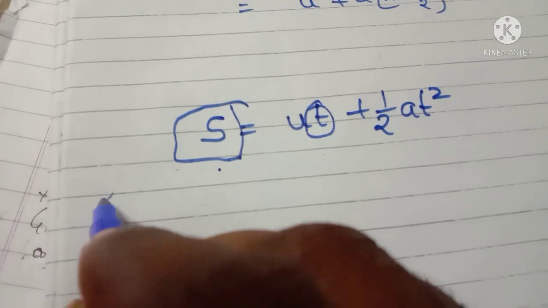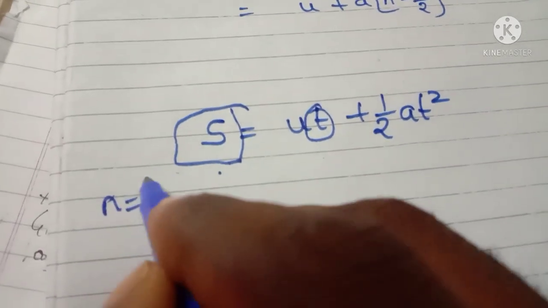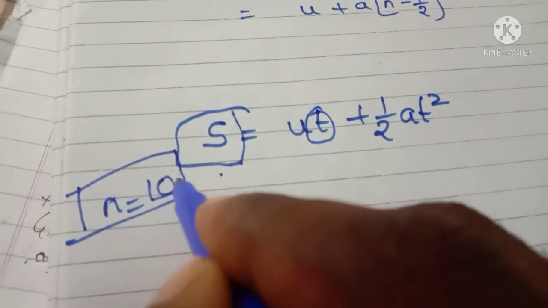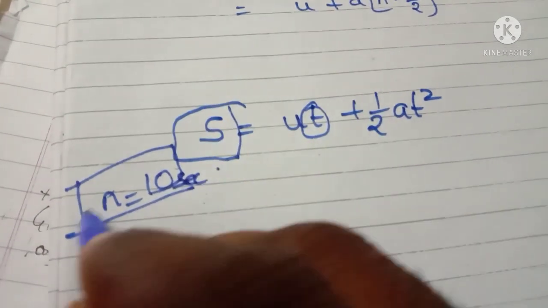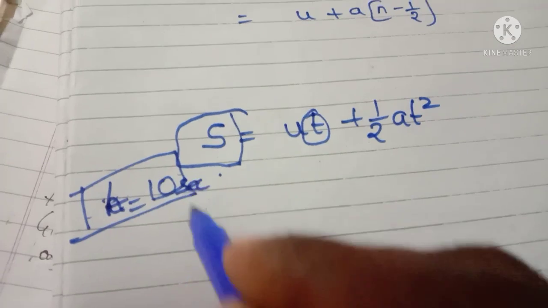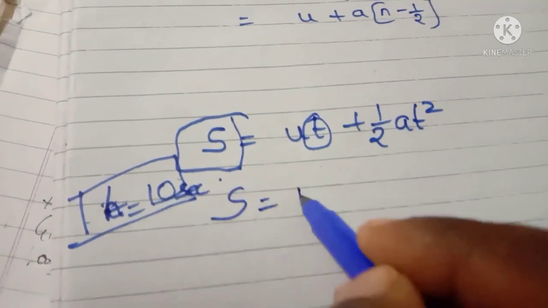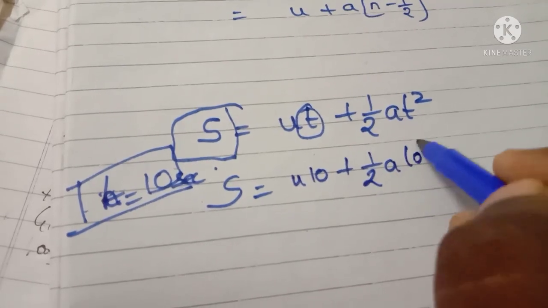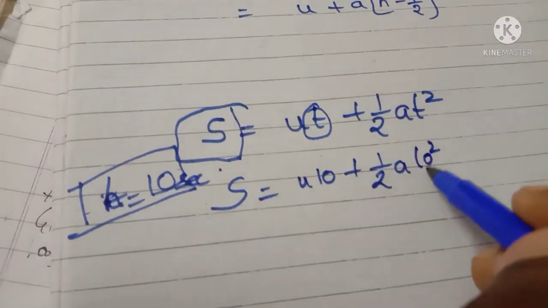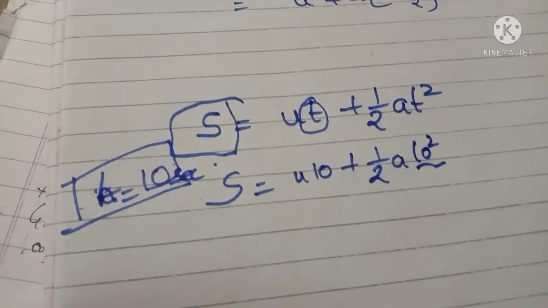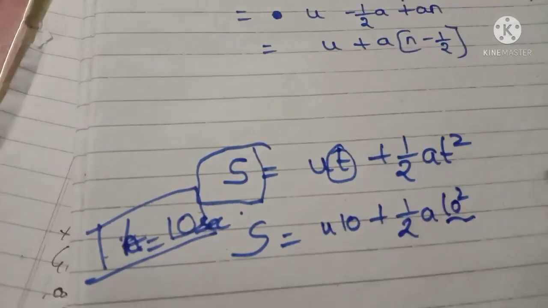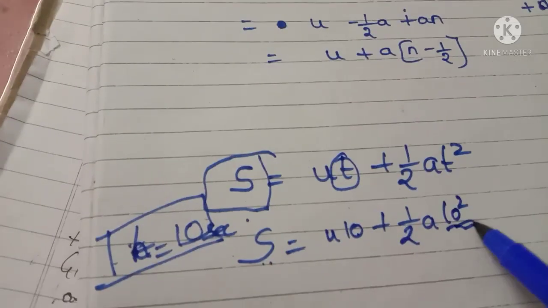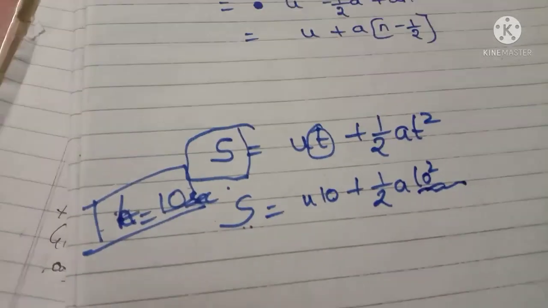Suppose I want the distance for 10 seconds, that means the body has traveled for 10 seconds. Time t is given as 10 seconds. So what will you get? u into 10 plus half into a into 10 square. You will write like this. That means you are deriving the distance using this equation for 10 seconds, not for a particular second.